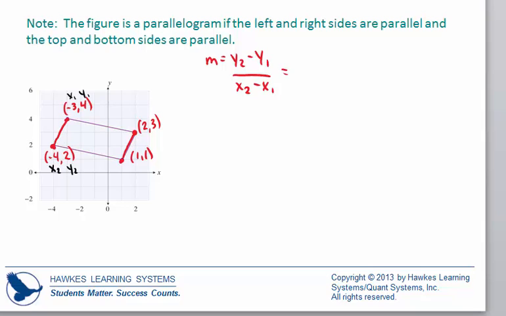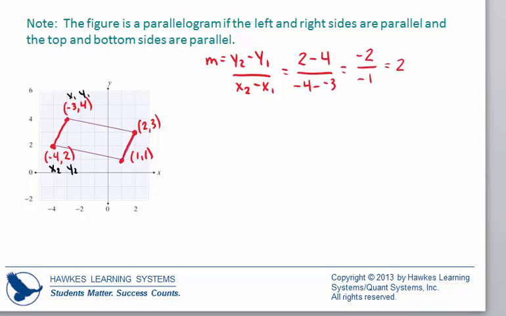So let's plug in. y2 would be a 2. y1 would be a 4. x2 would be a -4. x1 would be a -3. Simplifying, we would have 2 minus 4, which is -2, and on the bottom, -4 minus -3 would be a -1. And so our slope is 2.